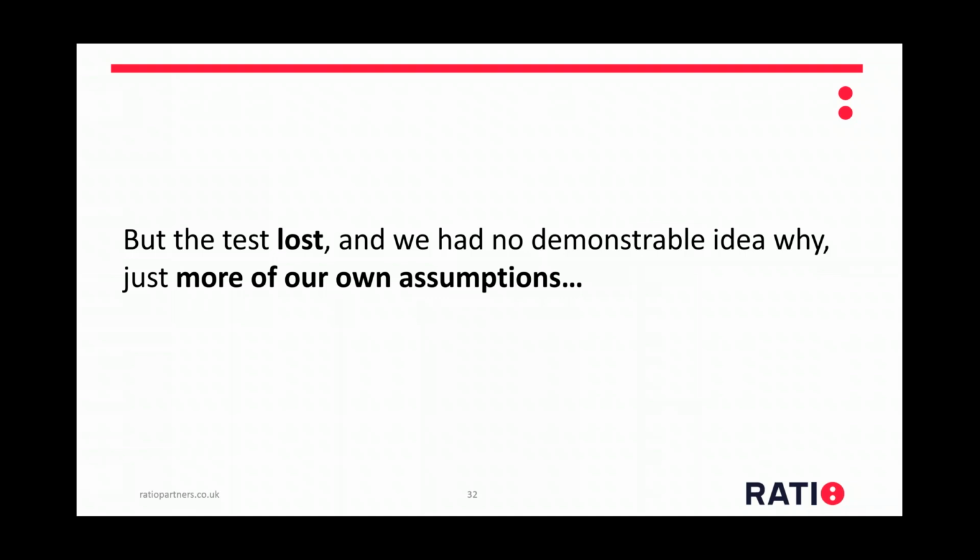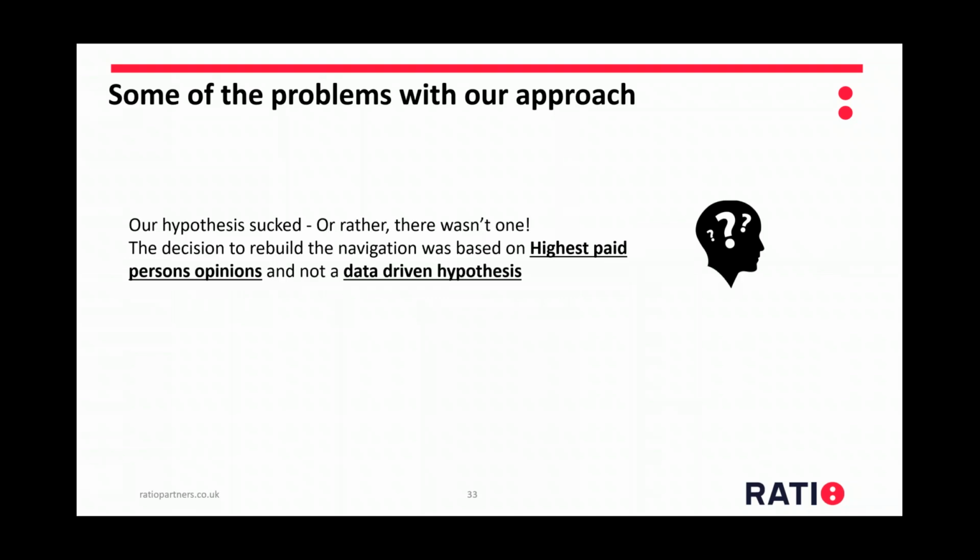So I just want to talk about the reasons that was the case, or some of the problems with our approach. So I think the first thing is that we didn't actually have a hypothesis. We hadn't done user testing. We hadn't really dug into the analytics. We hadn't talked to customer service staff to see whether the navigation menu was an issue that users were reporting an issue with.